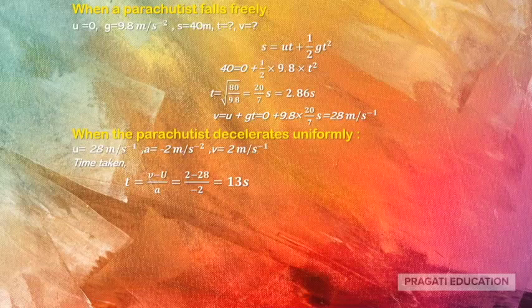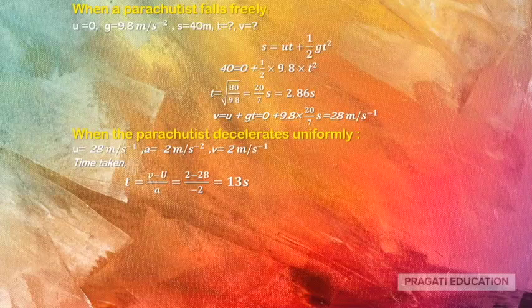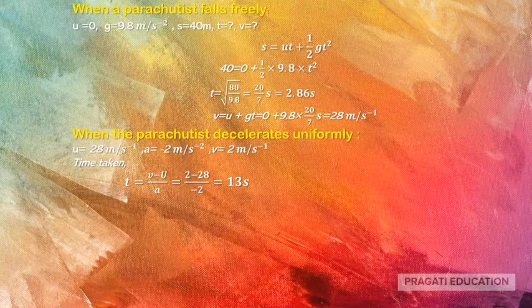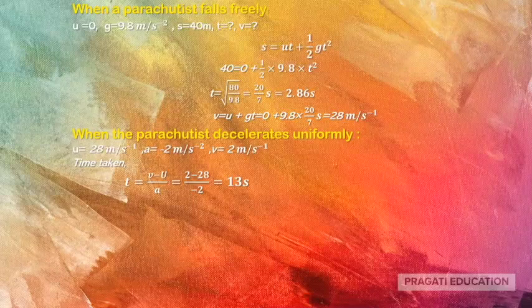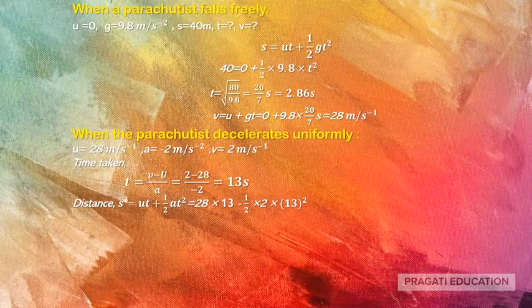So we have to find out time, and the equation we are going to use is v is equal to u plus at, and time will be v minus u upon a. v is 2, u is 28. Where did we get 28 from? From case 1, right? And acceleration will be -2. So we put the values, we got time 13 seconds.